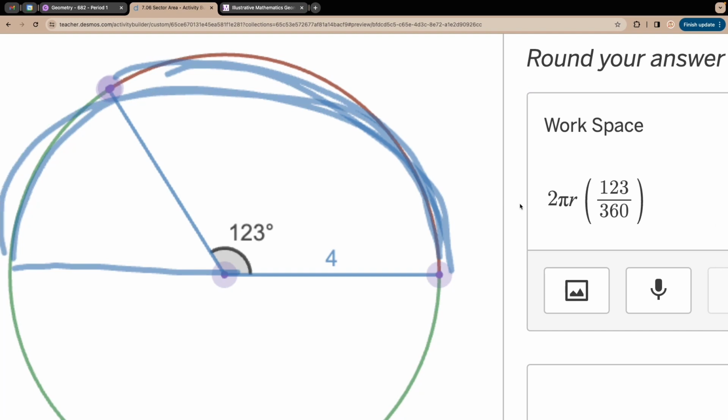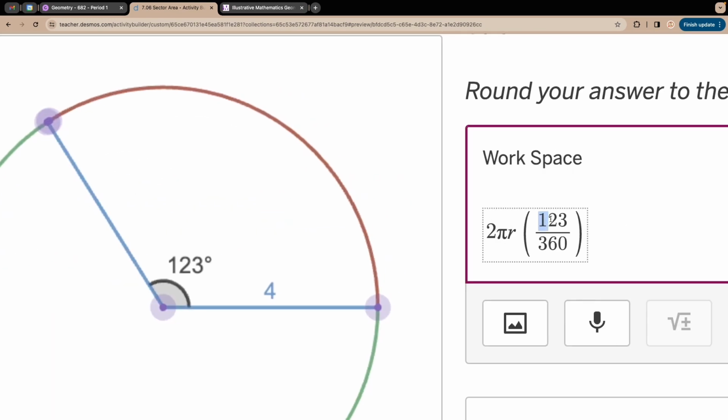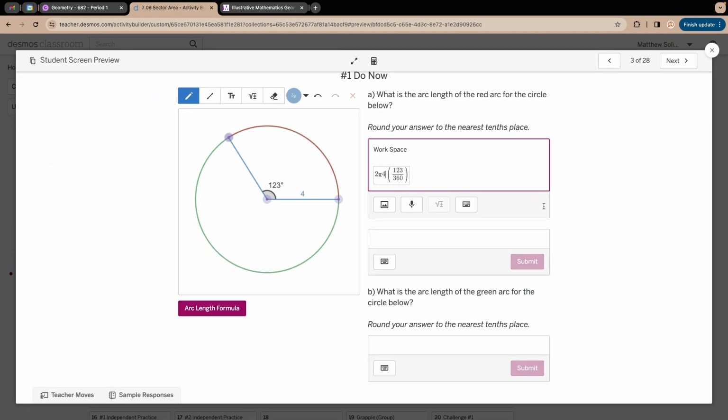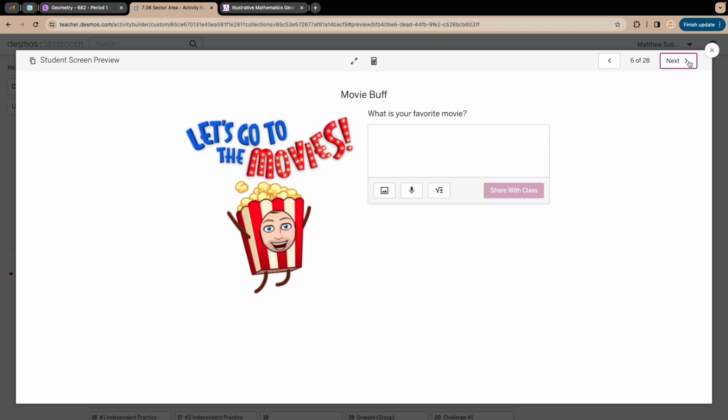But it's hard when it's a weird number like 123. So it's just 123 degrees, the part that we want, out of the whole circle, which is 360. So then we would just fill this in. This is 4, multiply it. Not going to go over that right now. So today we're going to do arc length, or sector area, my bad.